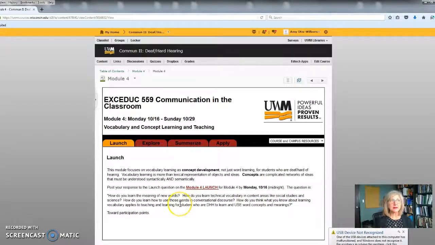It's really asking you to think about how you learn new vocabulary, and the way that this is introduced through both the module and some of the readings is really that vocabulary is not just a word and a definition, it really is a concept. And it's kind of interrelated with other concepts. So thinking about it a little differently, perhaps.